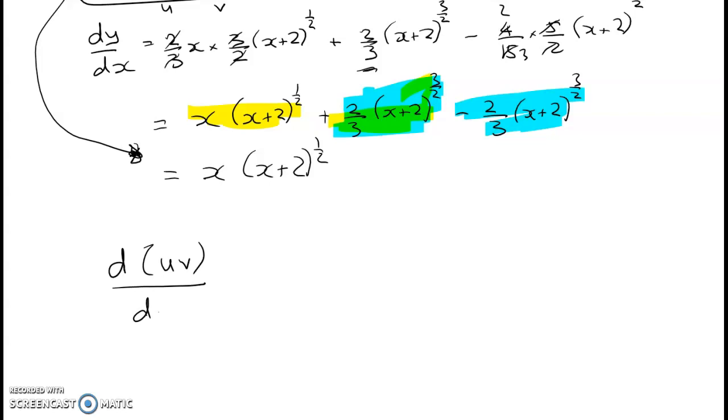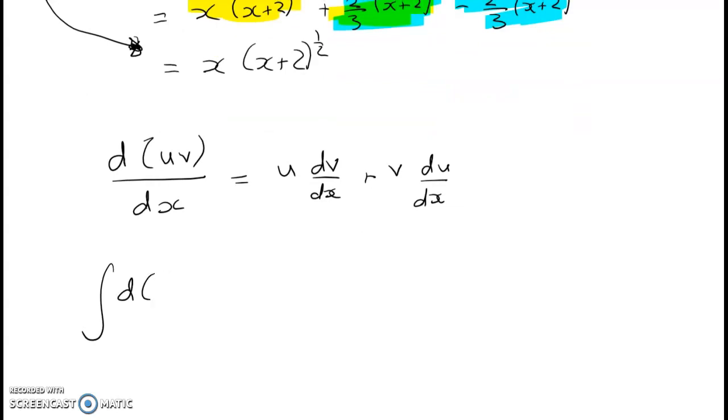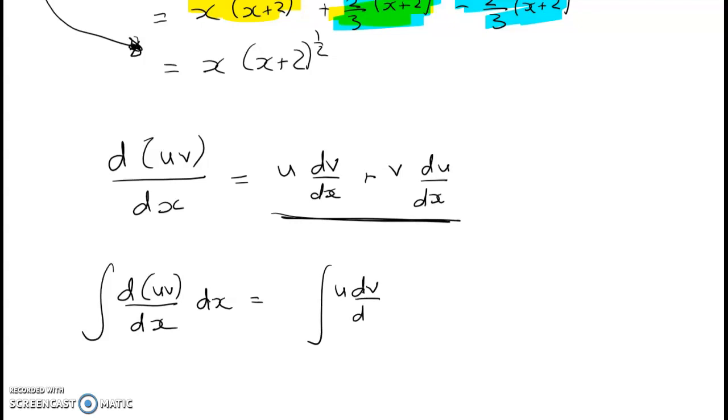So the derivative of uv with respect to x is equal to u times dv by dx plus v times du by dx. Now we can integrate both sides. So the integral of this has to equal the integral of this side. And we know, at this level, intuitively, that we can split that into these two integrals. We do that all the time. When we're integrating 4x plus 3 dx, we're really splitting that up into two integrals.